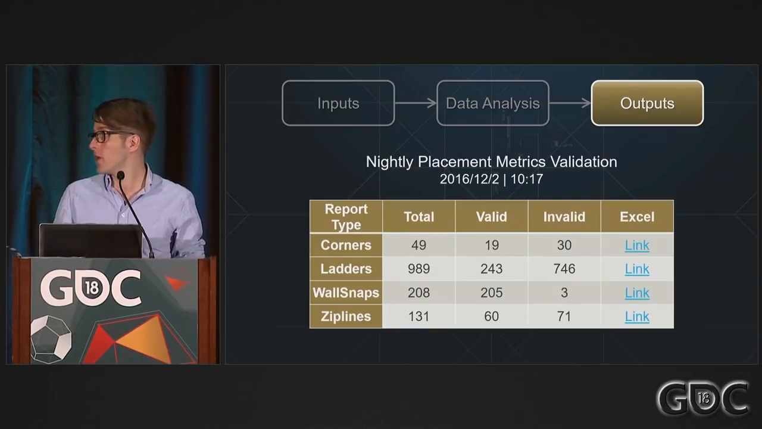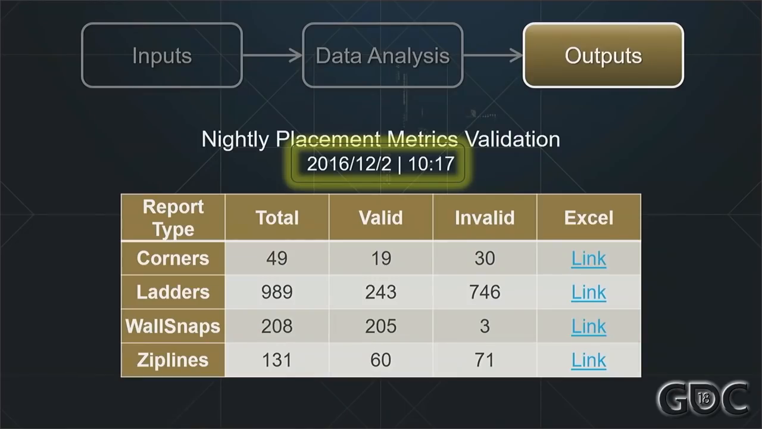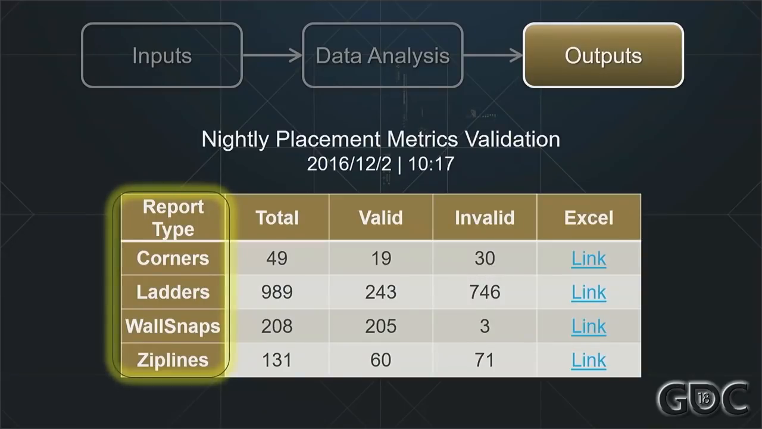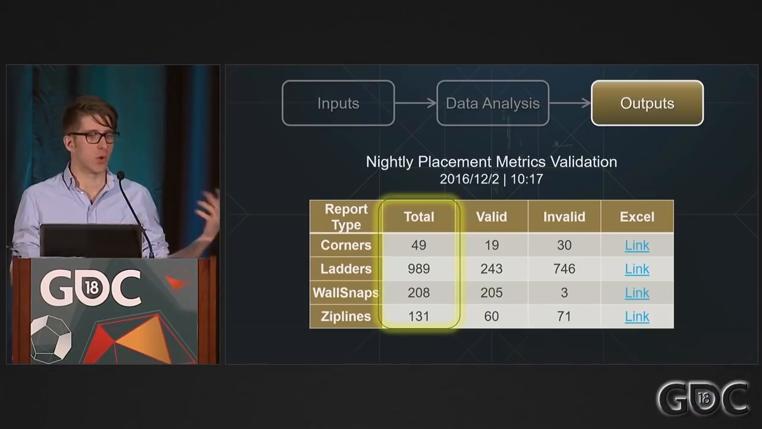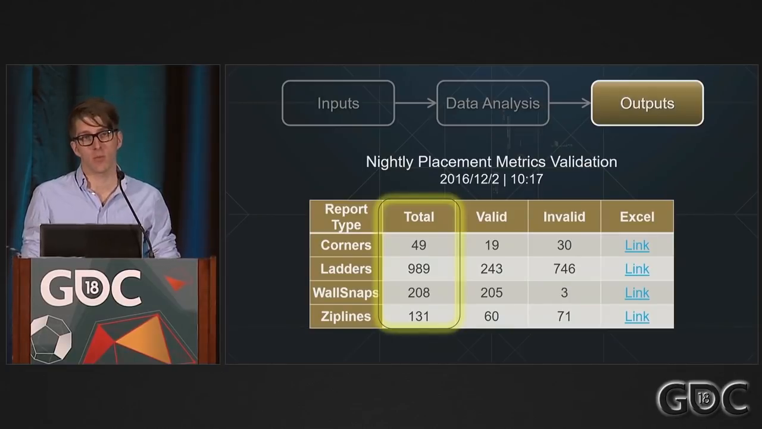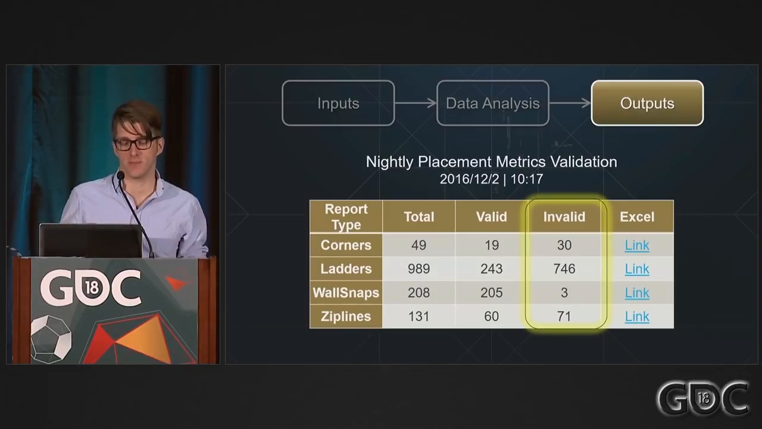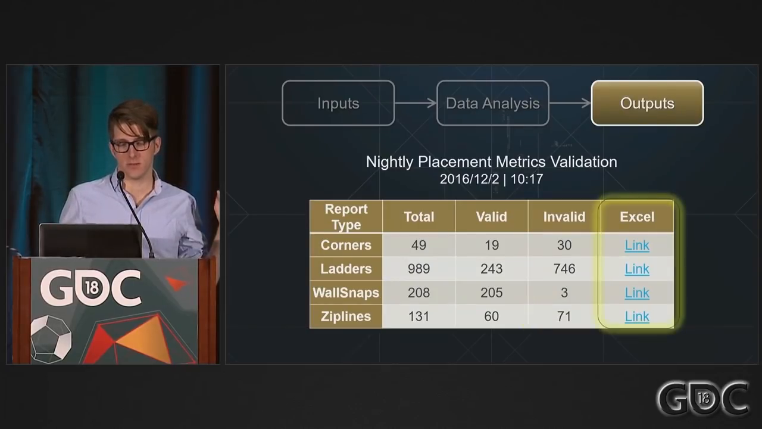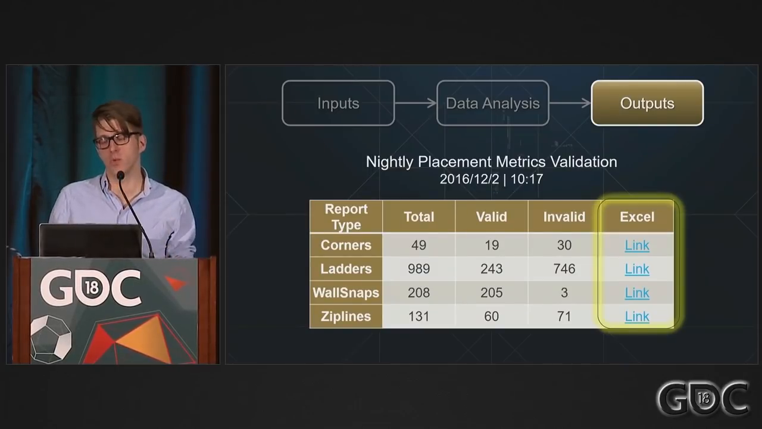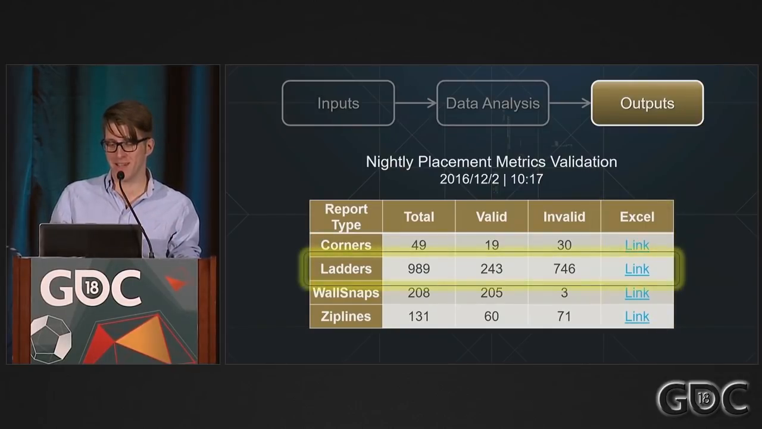Here's a snapshot of one of the first emails that we sent using the system. So as you can see, it's in 2016. There's only 4 object types that we're testing. You can see the total amount of instances we found in the game world, total amount of valid objects, and total amount of invalid game objects. This is the summary email. This is not the Excel file. So we have a link that will take you to the Excel file if you want more information. So as you can see, we have 1,000 ladders, and 75% of them have some type of problem with it. So that's not good.